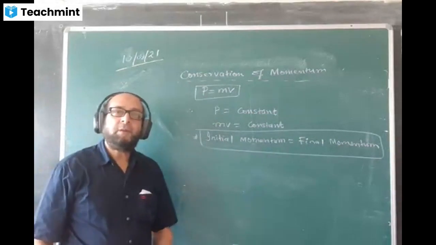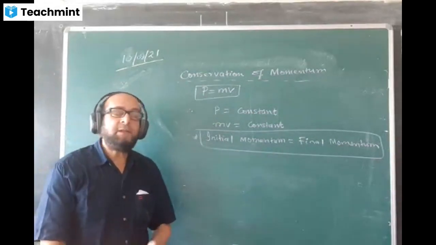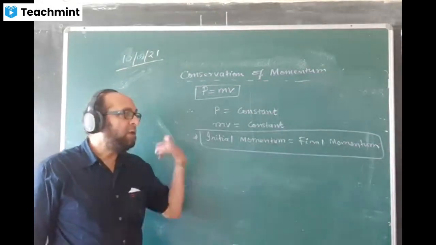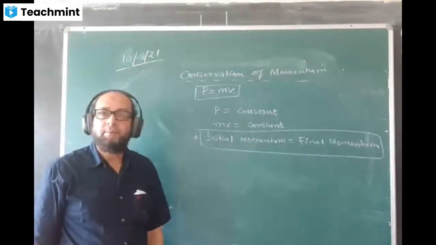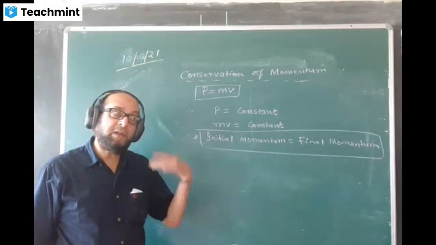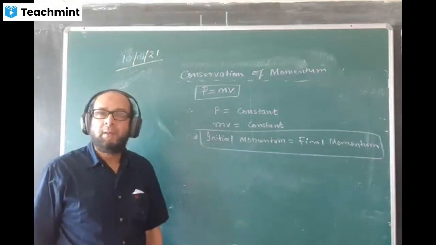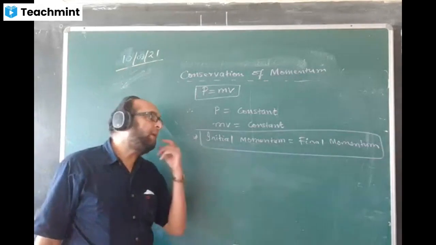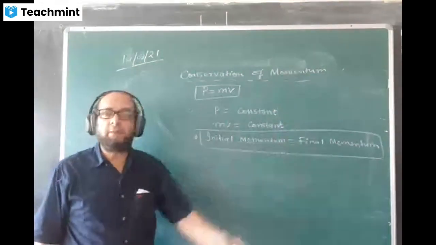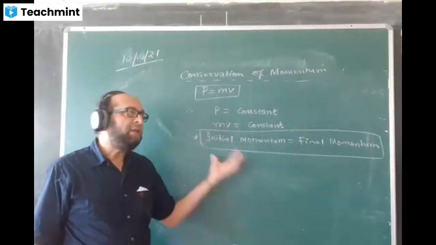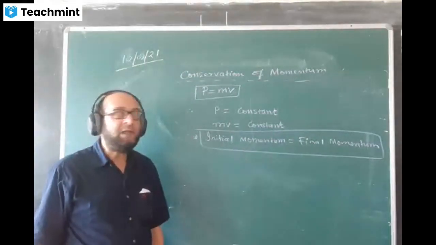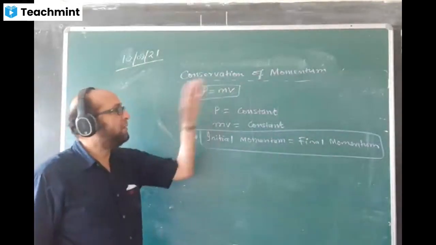But when is it possible? When the system is an isolated system, which means when there is no external force acting on the system, no extra force is given on the system, then its momentum remains conserved. That is, total initial momentum of the body will be equal to the final momentum. This statement is called law of conservation of momentum.